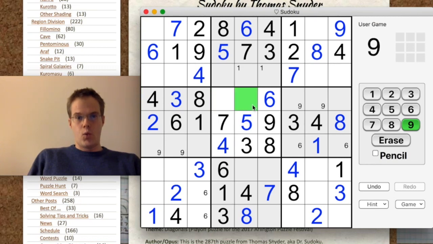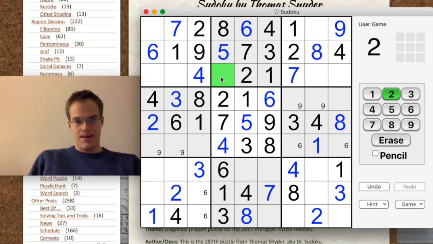Here we're looking for a 1 or a 2. Well, that's got to go 1 and then 2. Following up on the 1, we can also go 1. 2's not there, so 2 there, and then 9 there. Also finish off this column with a 9.